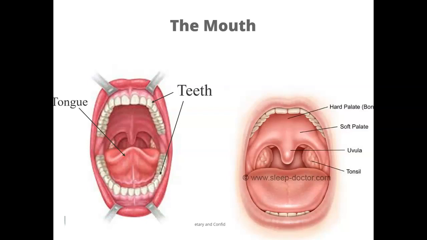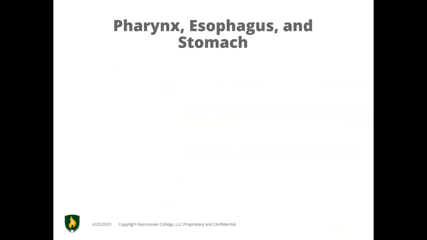The hard and soft palates are 2 structures forming the roof of the mouth. The hard palate is the anterior or front portion, and the soft palate is the posterior or back portion. So now, as we have started the discussion on the digestion process, we need to move past the mouth into the pharynx, esophagus, and stomach.